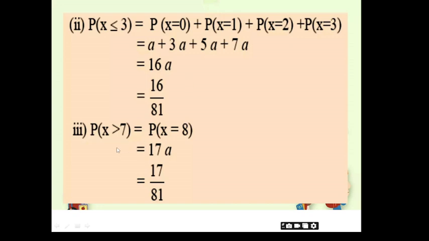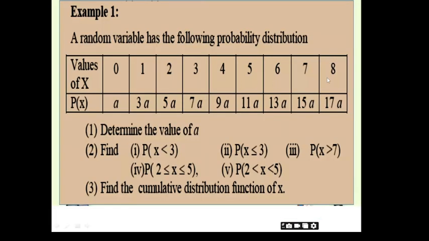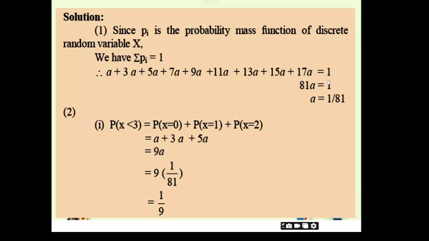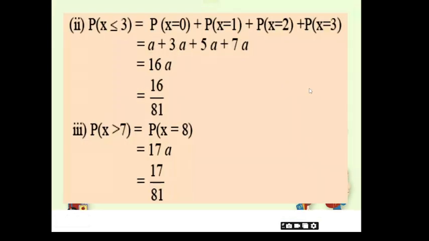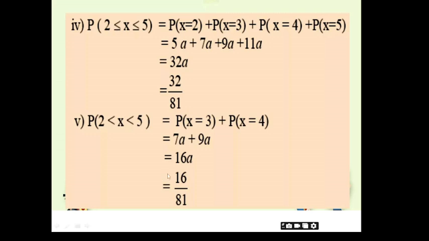The next subdivision is P of x greater than 7. X greater than 7 means we have only one value, that is 8. So here P of x is equal to 8. When x is equal to 8, its probability is 17A. The A value is 1 by 81, therefore 17 by 81. Then let's see the next one.